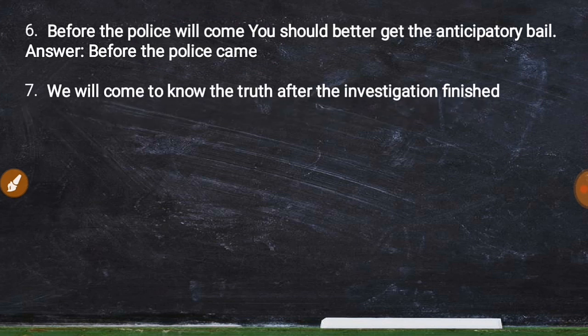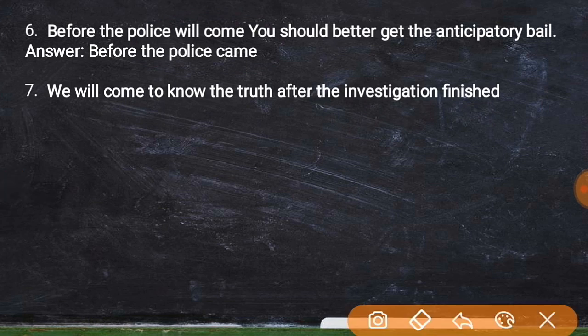Next, take another example: we will come to know the truth after the investigation finished. This sentence is a tricky one. Here, what is the condition? The condition is the investigation finished. Here the main clause is before the subordinate clause.